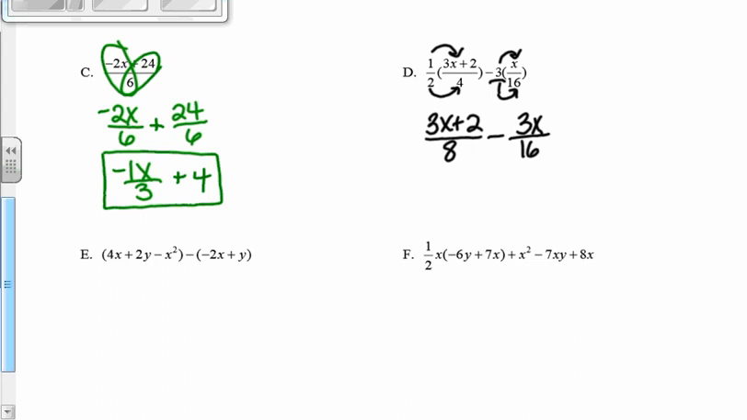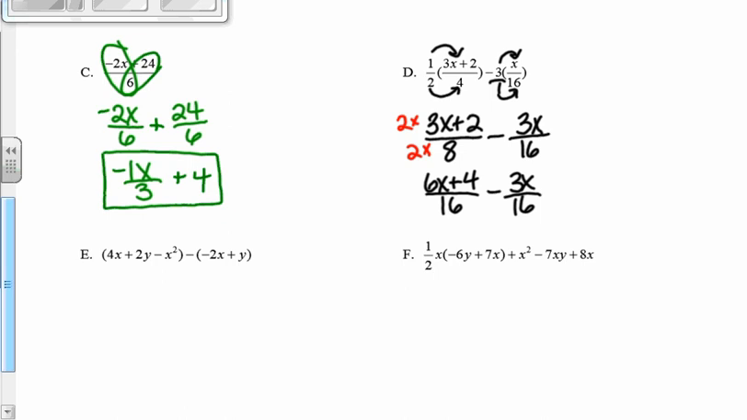A really quick, easy fix here would be if I multiply this 8 by 2, it would give me the 16 that I would need to match the other denominator, but I have to remember to also multiply the numerator by 2. So I'm going to rewrite this problem with the first fraction being multiplied by 2. So that would be 6x plus 4 over 16 minus 3x over 16.